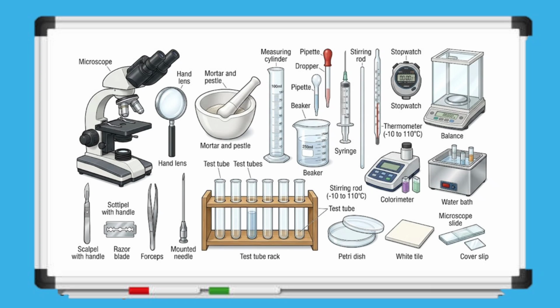Now, take a close look at each of these instruments. They all have different shapes and appearances, so make sure you can recognize them easily if they appear in the examination.